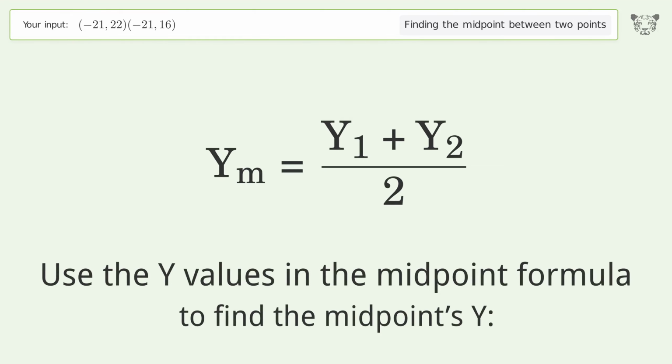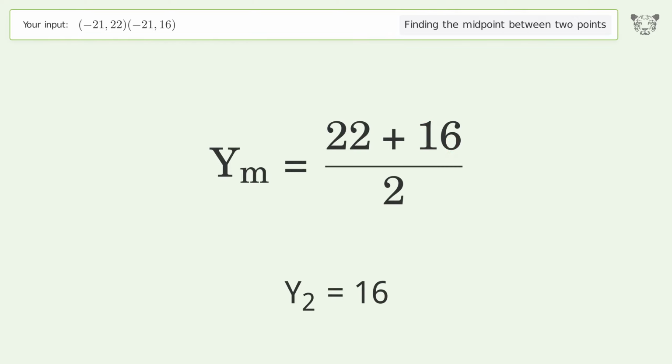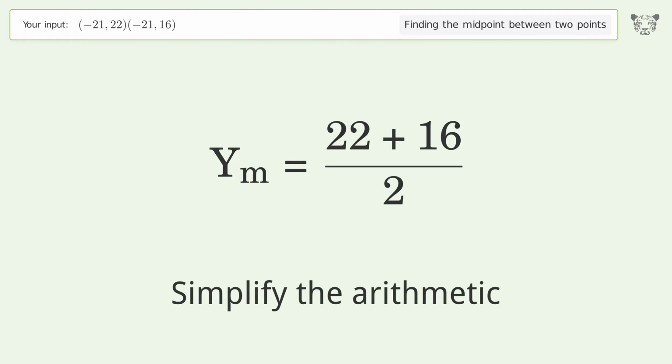Use the y values in the midpoint formula to find the midpoint's y. y1 equals 22. y2 equals 16. Simplify the arithmetic.